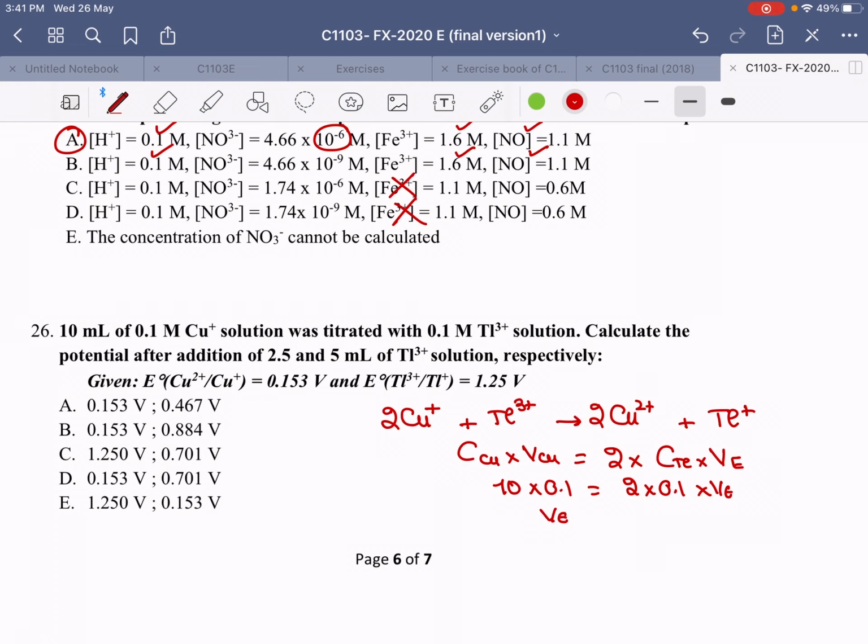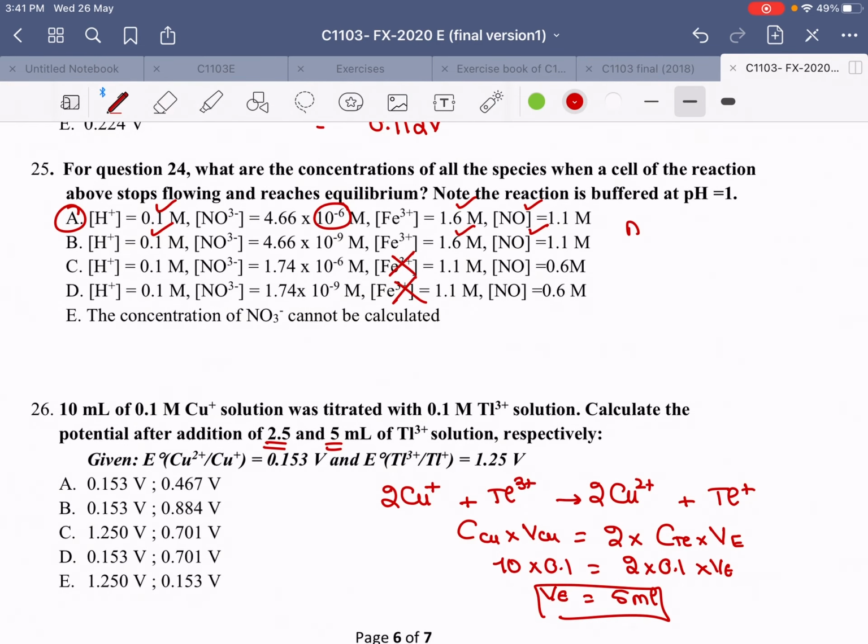So that is 10 times 0.1 equals 2 times 0.1 times V equivalence. The V equivalence is 10 over 2, so it is 5 milliliters. This is the V equivalence. Let's see the points they asked for, 2.5 and 5 milliliters. Very good. At 2.5 milliliters, X equals 0.5. This is the half equivalence. At the half equivalence, the E of the system is the E0 of the analyte. Remember? So that's 0.153.